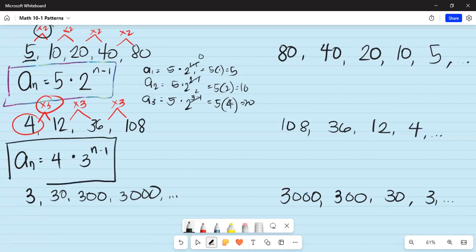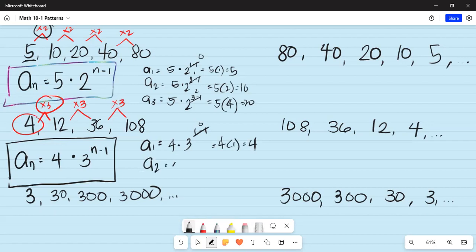That's the pattern. So when we do this, a sub 1 is equal to 4 times 3 raised to 1 minus 1. 1 minus 1 is 0. 3 raised to 0 is 1. So 4 times 1 is equal to 4.